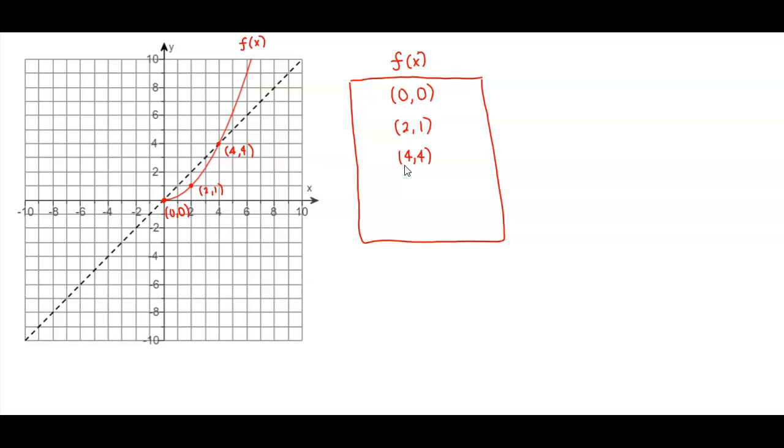And then let's locate another point up at the top here. Looks like we have 4 and then 9.